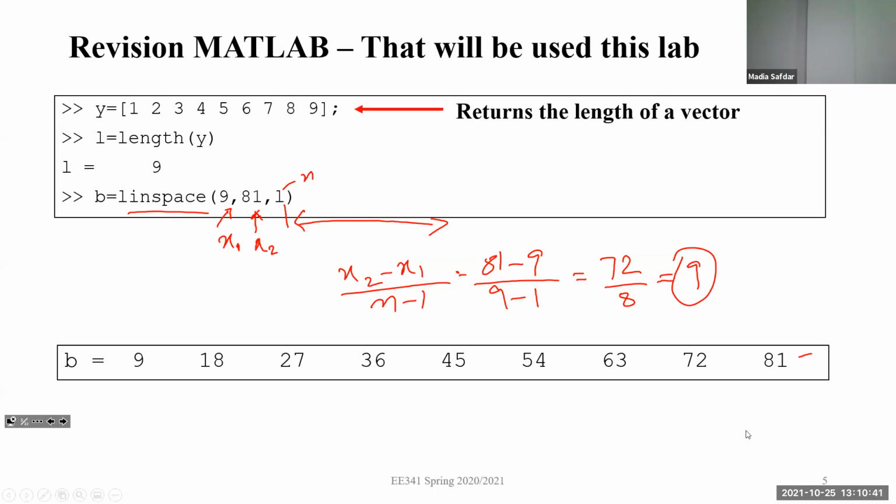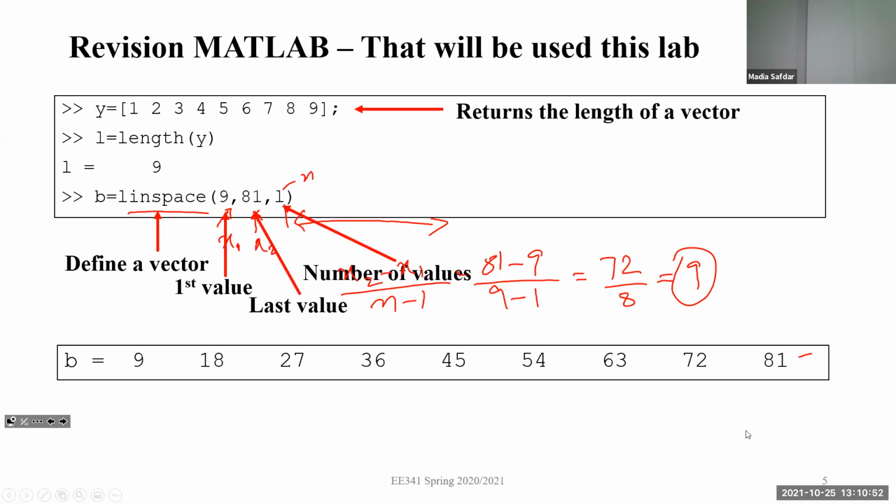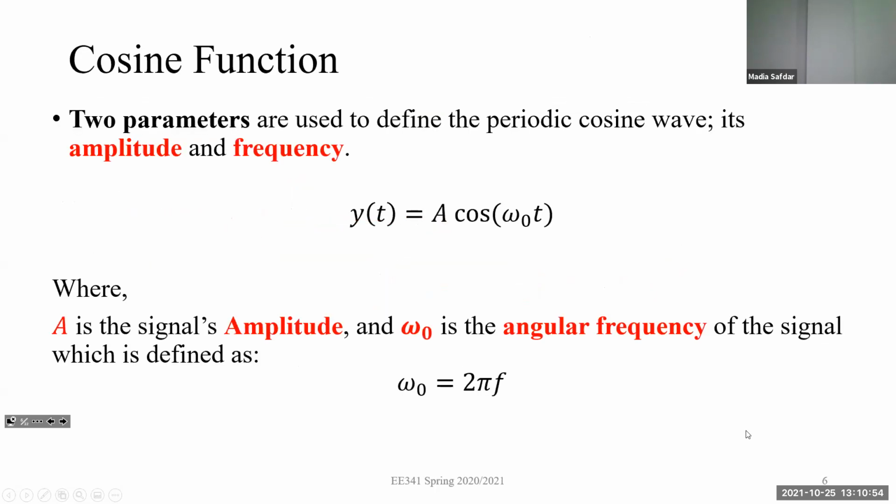Length returns the length of a vector. Linspace defines a vector, how you want your vector to be spaced. This is the last value, and this is the number of values. Whenever you write a sinusoidal function, you write its amplitude and angular frequency. This is from the previous class, and omega naught is equal to 2 pi.